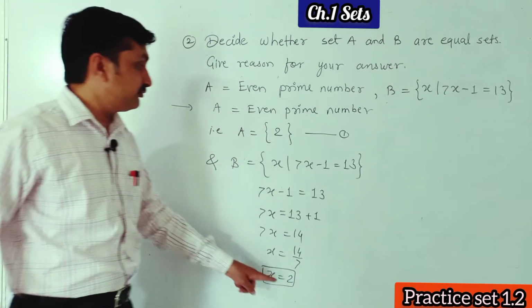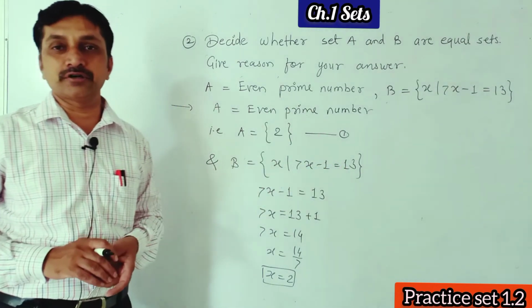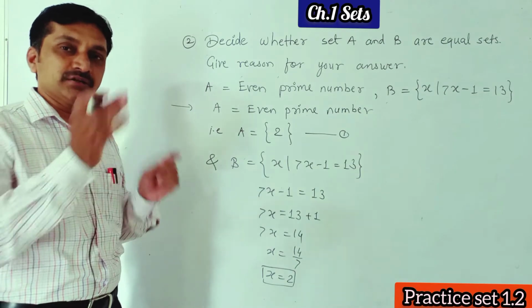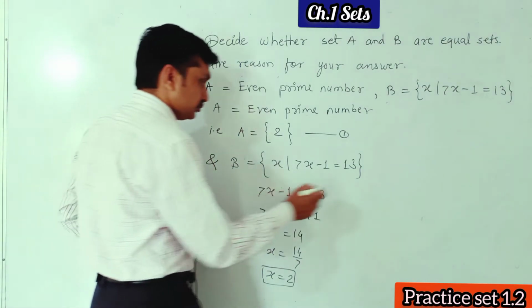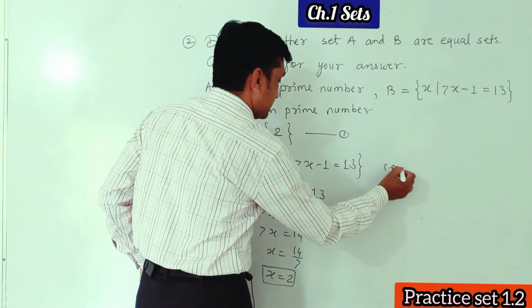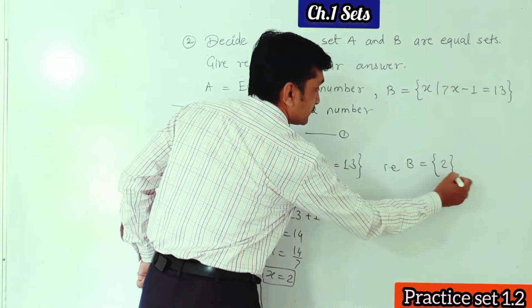Means if we put here x is equal to 2, then only we get the answer 13. If we put any other value, we don't get the value 13. That's why there is only one number, 2, here. Therefore I write here, B is equal to, in curly brackets, what is the answer? {2}. And here number 2.